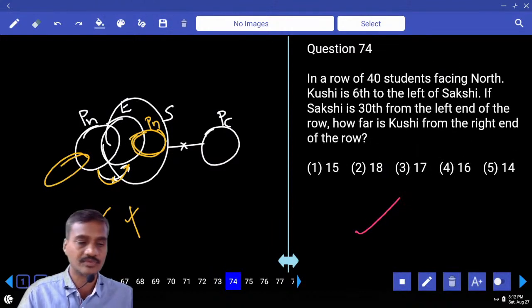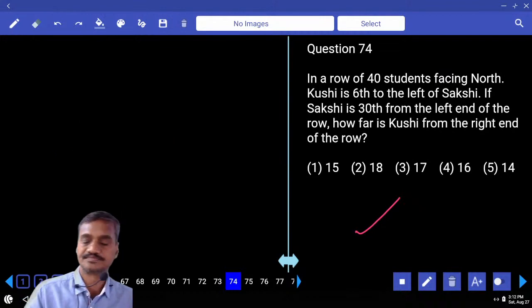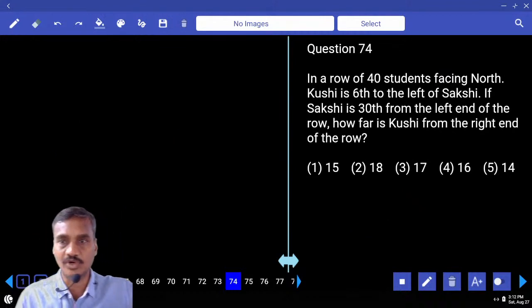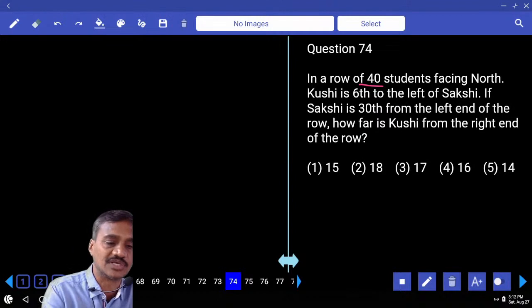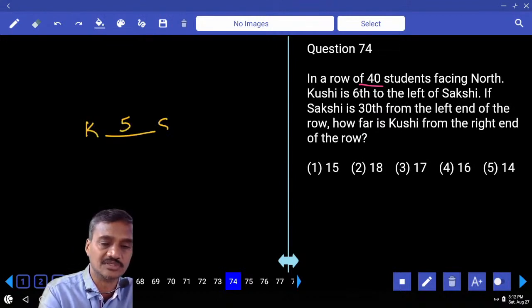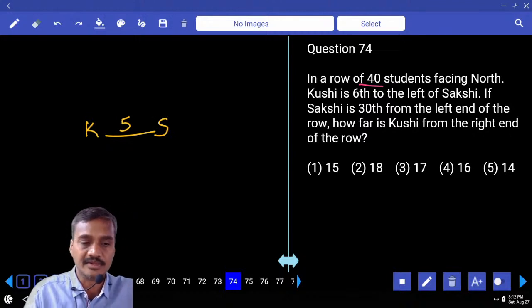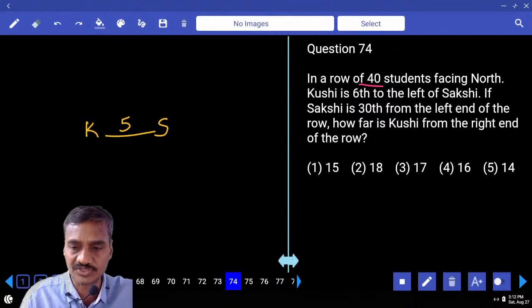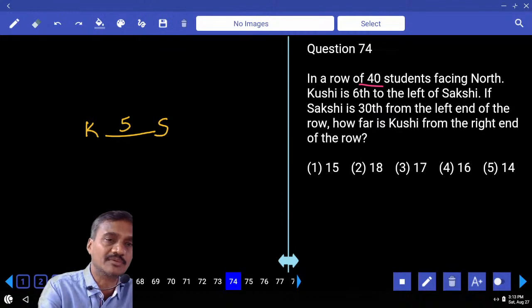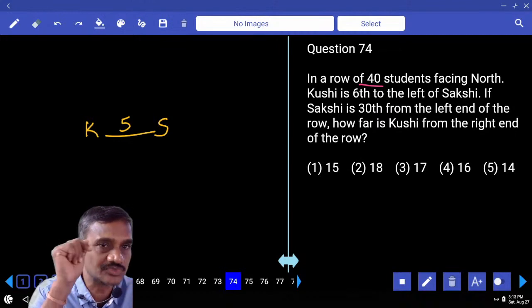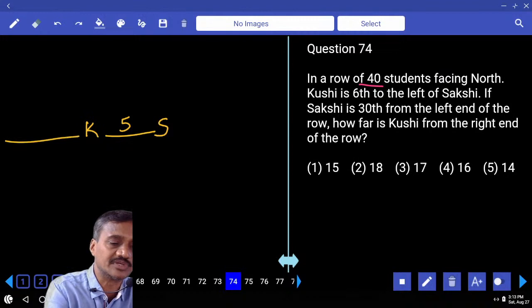Then 74. Now in this 74, in a row, a total number of students are given. How many are there? 40. And in this, Kushi is 6 to the left of Sakshi. Now this is Kushi, and Sakshi is here. Kushi is 6 to the left of Sakshi, and Sakshi is 30th from the left hand of the row. How many persons are there to the left hand side of Sakshi? 29. 5 plus 1, 6 plus 23, 29.